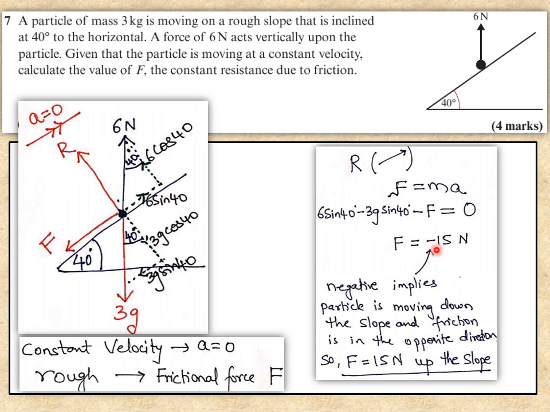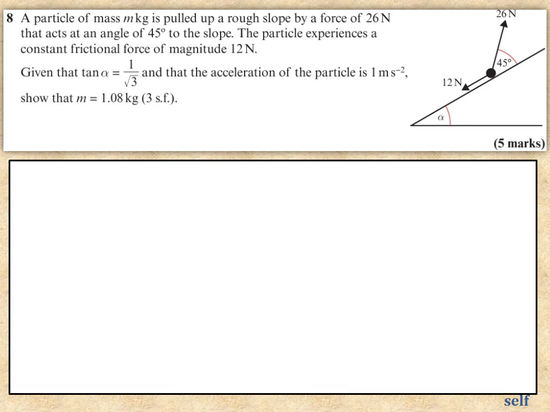And when you solve this you get negative 15, and as I told you, negative implies the particle is moving down the slope and the friction is in the opposite direction. So the question asks what is the frictional force, it is 15 Newton up the slope, and that's it. Got it? Let's go ahead. I want you to solve this question. This is question number 8. Try to solve this question on your own, and that's it.